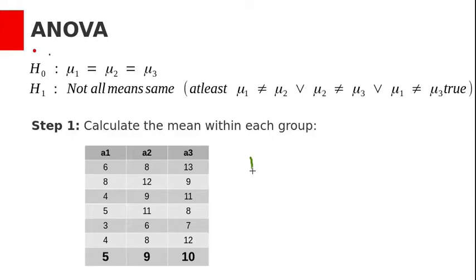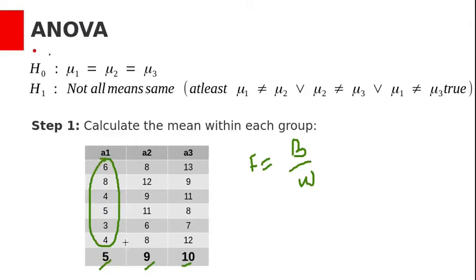To solve this ANOVA problem, we need to find the F-score, which is the ratio of between group variation by within group variation. So first, let us calculate each group mean value. Here, the first group mean value is 5, the second group mean value is 9, and the third group mean value is 10. To calculate this mean, you have to sum all these values and divide by the number of observations.